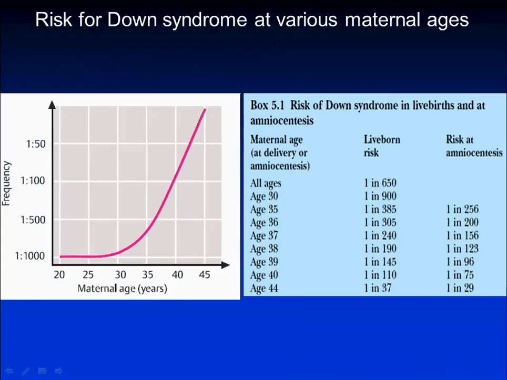This slide shows the risk for Down syndrome at various maternal ages. When the mother is younger than 30 years old, the risk of having a Down syndrome child is about 1 in 1,000. At 35 years old, the risk is more than double. The risk gets much higher when the mother gets older.